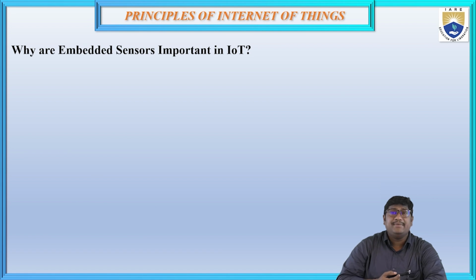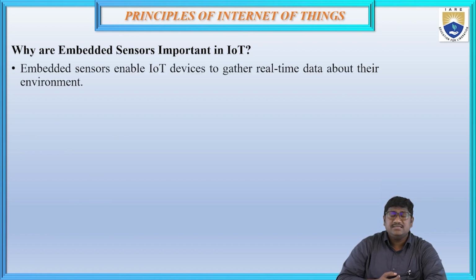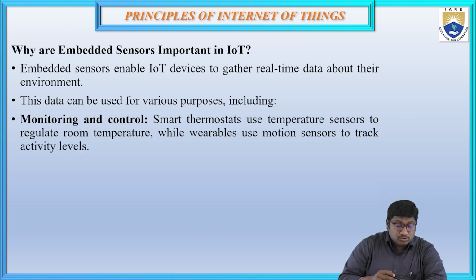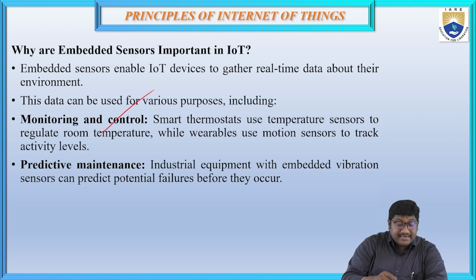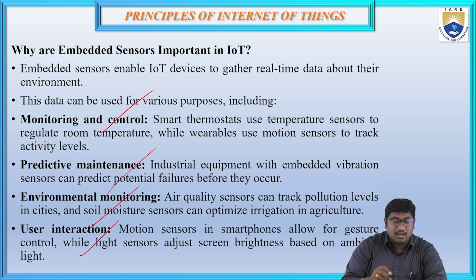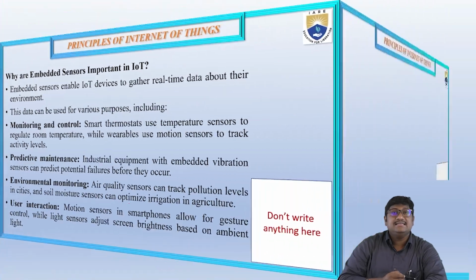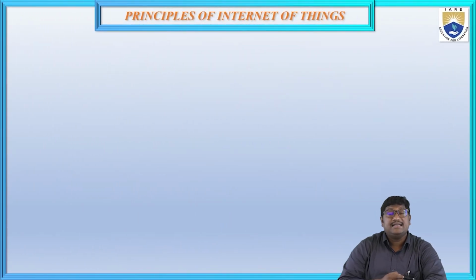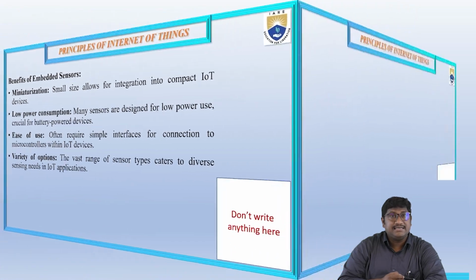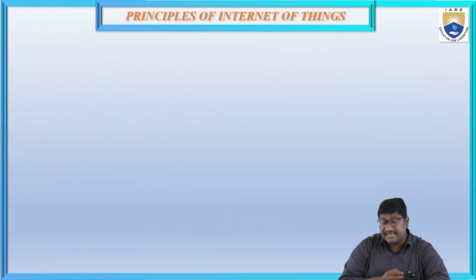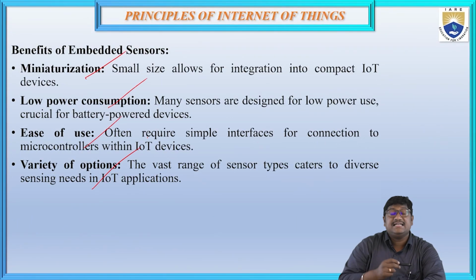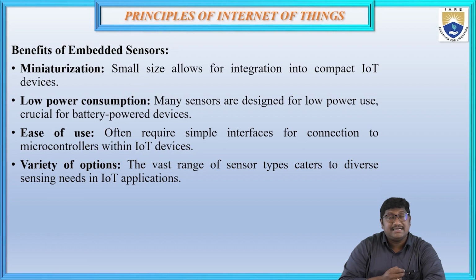And why are these embedded sensors important in IoT? Because they gather real-time data from the environment, guys. For this purpose, to monitor and control things, for predictive maintenance, for environmental monitoring, and also for user interaction, we require these embedded sensors. These are the important things done by embedded systems. What are the benefits you get? Miniature size, low power consumption, ease of use, and a variety of options in embedded sensors.